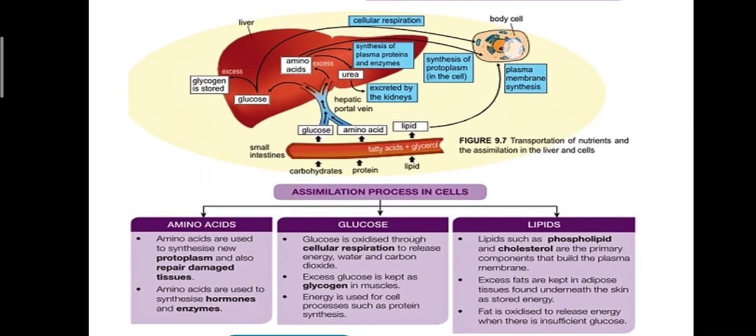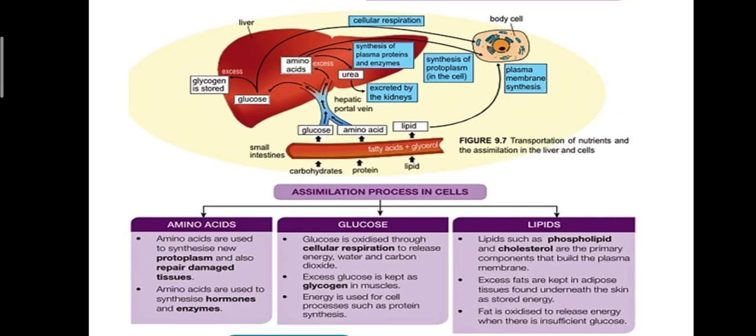Assimilation process in the cell. Amino acids are used to synthesize new protoplasm and also to repair damaged tissue. Amino acids are used to synthesize hormones and enzymes. Glucose is oxidized through cell respiration to release energy, water, and carbon dioxide. Excess glucose is converted to glycogen in our muscle. Energy is used for cell processes such as protein synthesis.